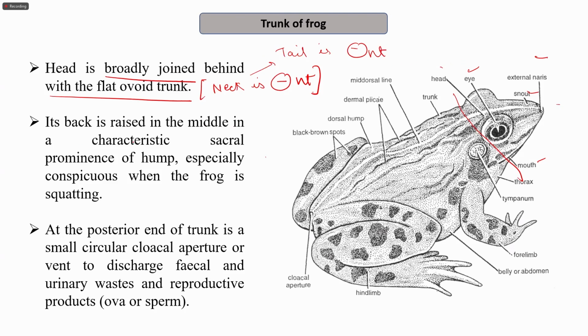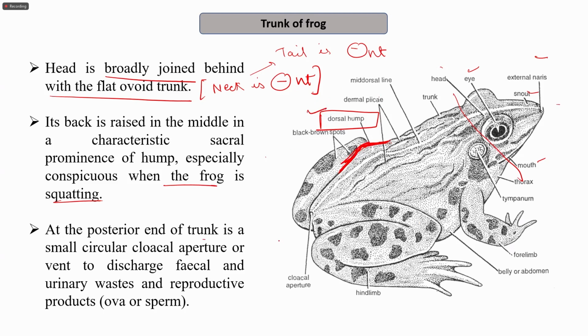Its back is raised in the middle. You can see here that the back is raised in the middle region, forming a hump. This is the sacral prominence or hump, especially conspicuous when the frog is squatting. So when the frog is about to jump, to take a leap, you can see a hump-like structure forming in the trunk region. This is the dorsal hump.